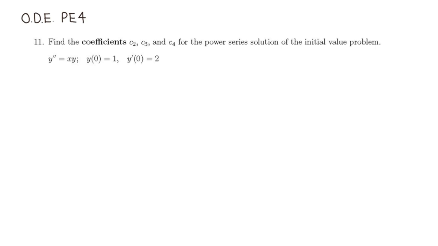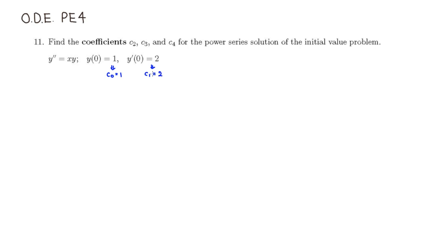Alright, let's look at the ODE practice exam 4, problem number 11. We want to find the coefficients C2, C3, and C4. Looking at the initial value conditions, y of 0 is equal to 1, so C0 is going to be equal to 1. And y prime of 0 is equal to 2, which tells you that C1 is equal to 2.